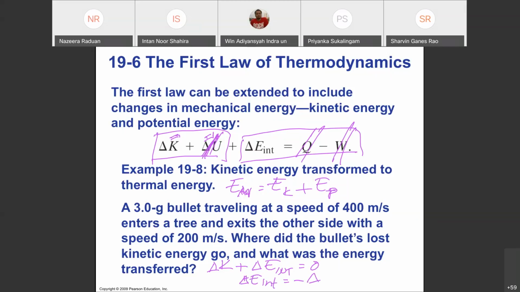That means minus kinetic energy. The formula is half mv squared, where v is velocity. Delta v means v final minus v initial. So 400 minus 200, right? So you get the energy, the kinetic energy.